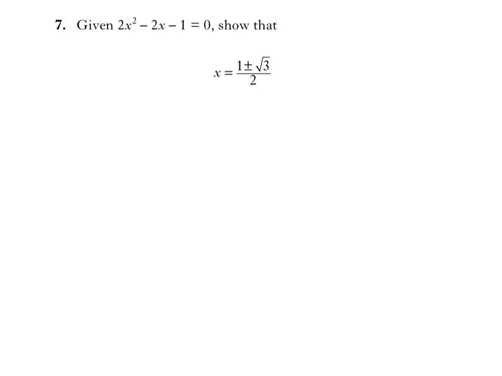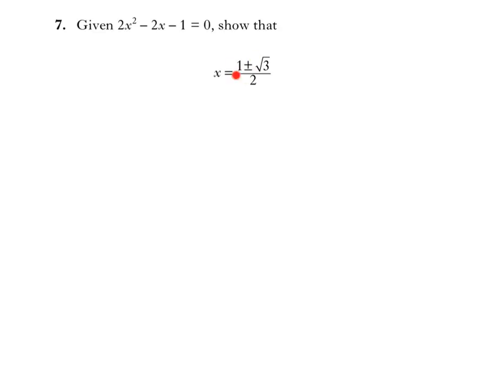Section 13, example 9. Given 2x squared minus 2x minus 1 is equal to 0, show that x equals 1 plus or minus the square root of 3 over 2. Right, so we've got a quadratic equation here. Now, quadratic equations, in terms of solving them, we should be thinking about either factorisation or using the quadratic formula.